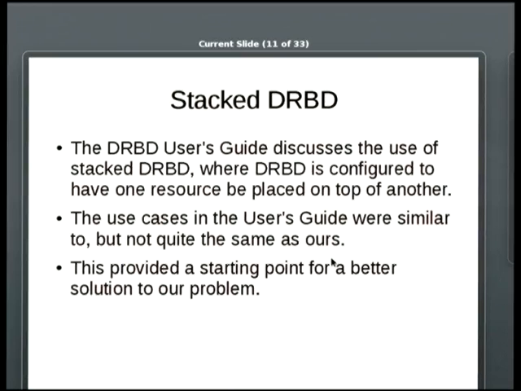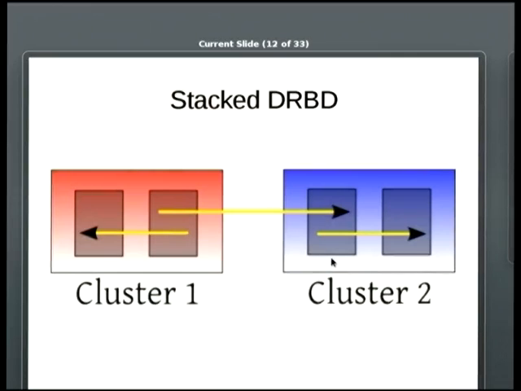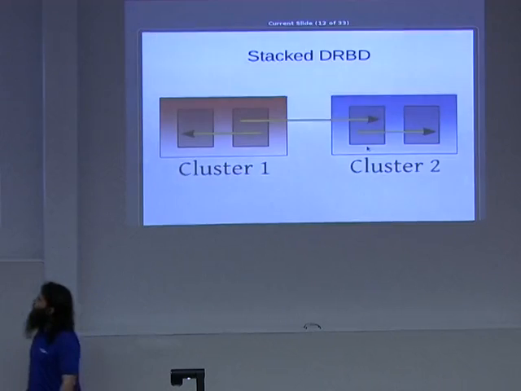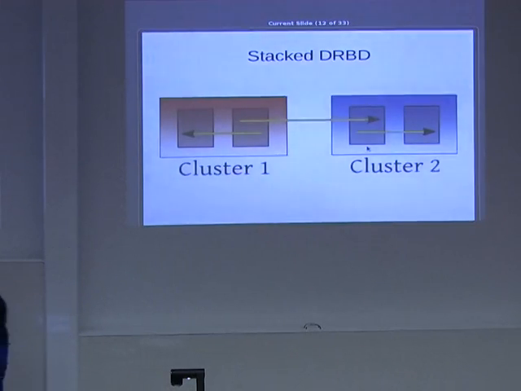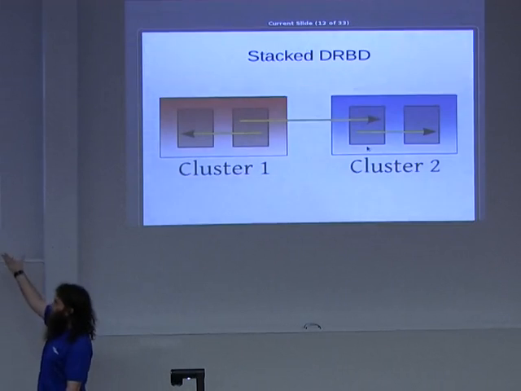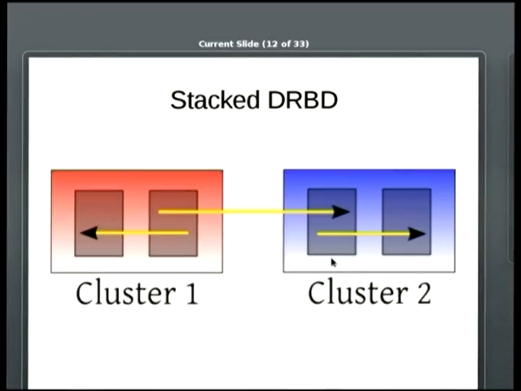But the use cases in the user's guide were not quite the same as ours. So this provided a starting point for us. And this diagram illustrates how stacked DRBD works. The intent here is that you have the two low-level resources that you can have master-slave either way. And then if you wanted to fail over cluster one so that the left-hand node was the master, the stacked resource on top would then replicate from that. And then you read directly from the block device exposed by the stacked resource.